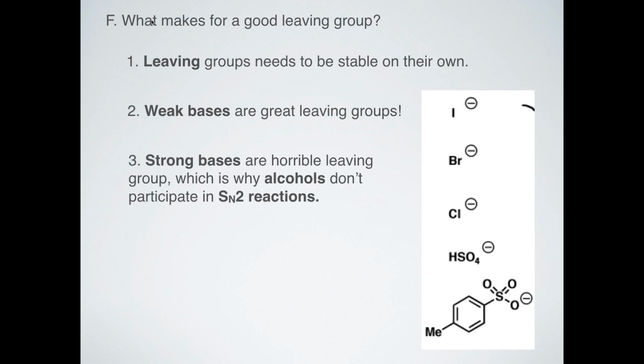Strong bases are the worst choice, okay? There's a reason why you don't see alcohols starting SN2 reactions. They might be the product, but they're never the substrate. And that's because alcohols would have to basically get rid of an OH minus group. Hydroxide is a very strong base, and it's never going to work as a leaving group.